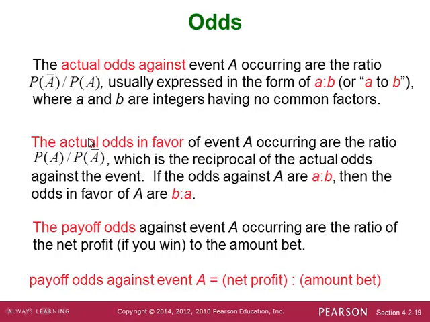You could turn those numbers around to express the odds in favor of. The odds in favor of an event happening is going to be the ratio of the probability of the event happening to the event not happening. Okay? So like I said, it'll be the reciprocal of the odds against. So if the odds against that horse winning are 3 to 5, that means the odds in favor of the horse winning are 5 to 3.